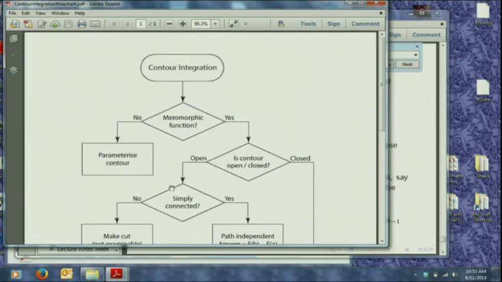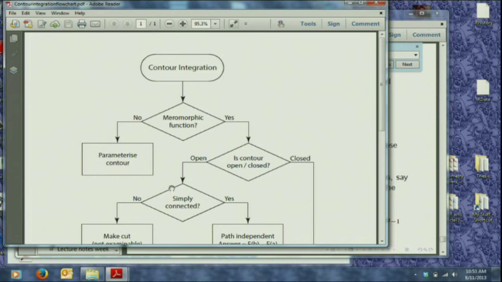A meromorphic function doesn't have any singularities at all, right? Meromorphic meant that it didn't have any essential singularities, and this doesn't have any at all because it's e to the z. Is the contour open or closed? Okay, so it's open because it just goes from one point to one other point. It doesn't come back to where it started.